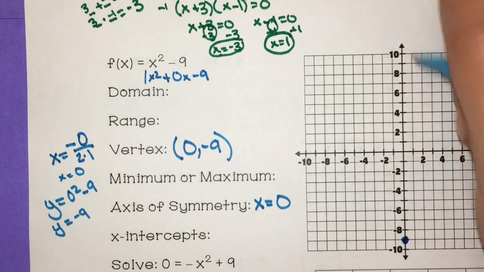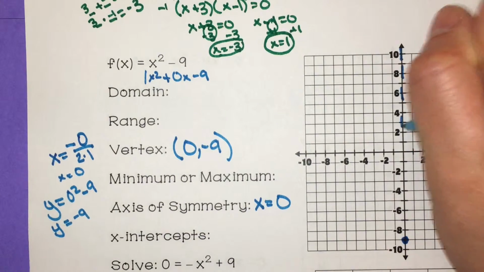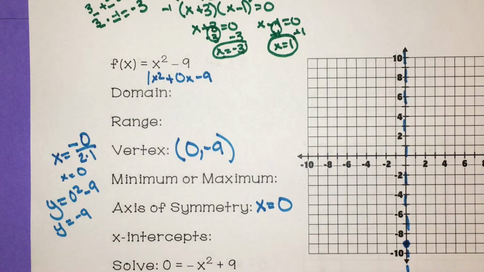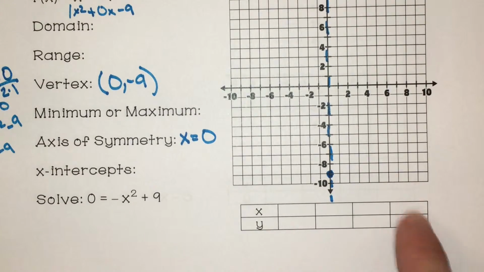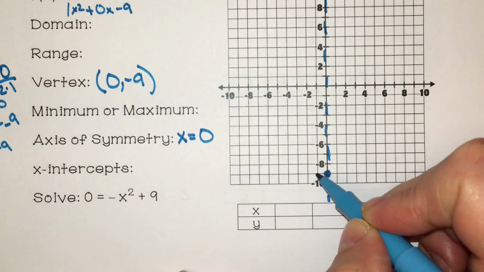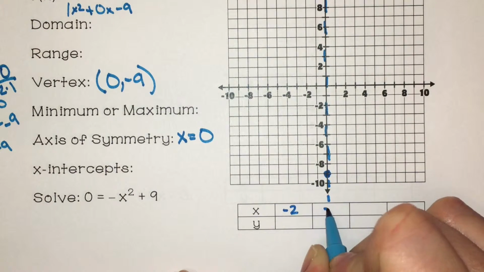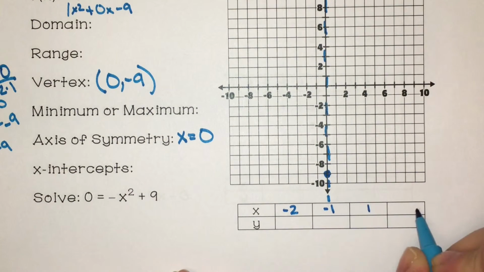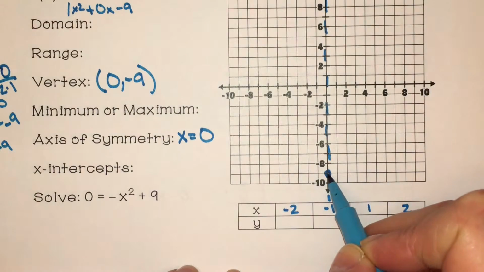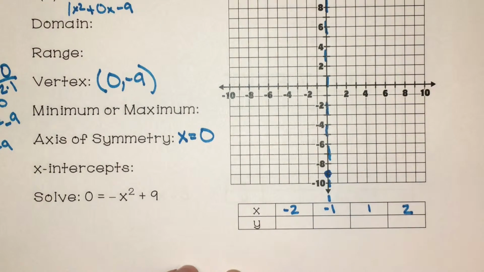Okay, my axis of symmetry is x equals 0, so I'm just going to do a dashed line through x equals 0. All right, now I need to choose some values to the left and right so I can graph. So I'm going to choose where x is negative 2, negative 1, 1, and 2. Okay, so I chose 2 to the left of the vertex, 2 to the right.